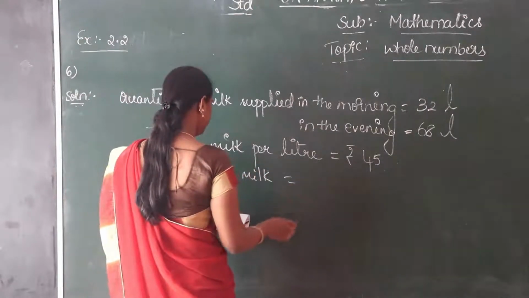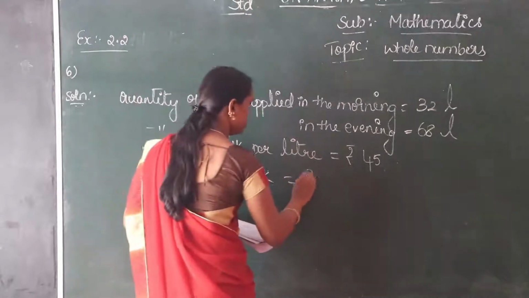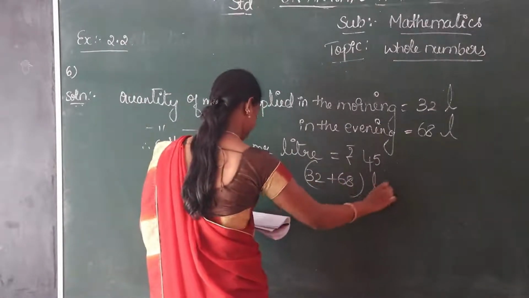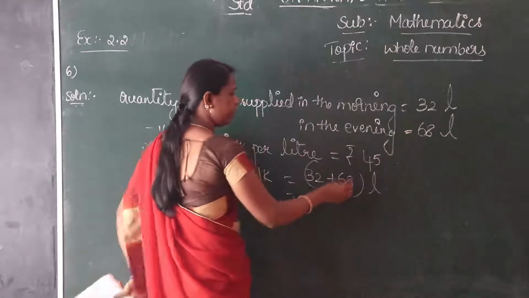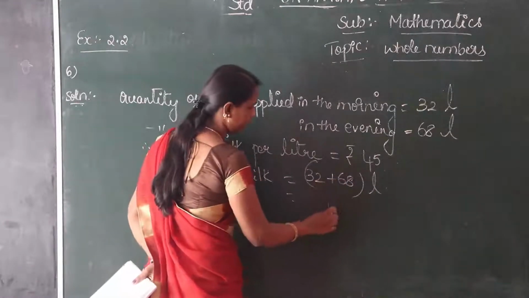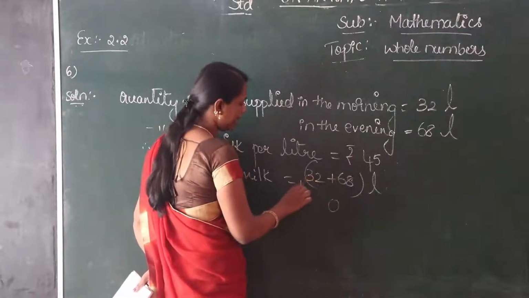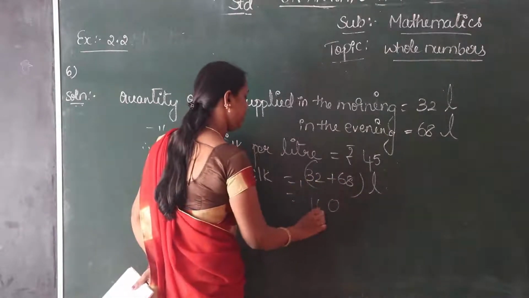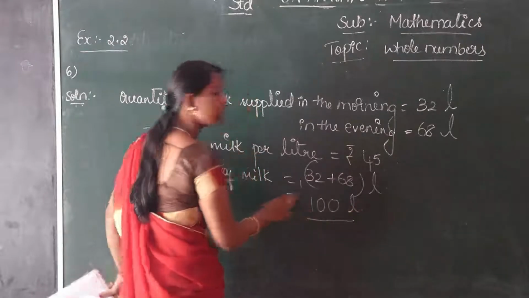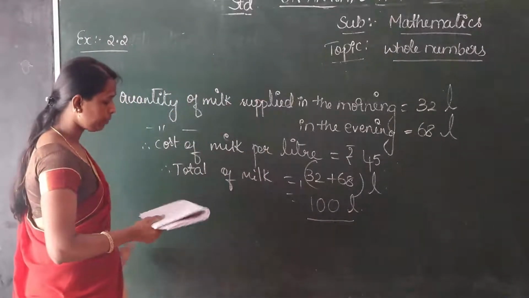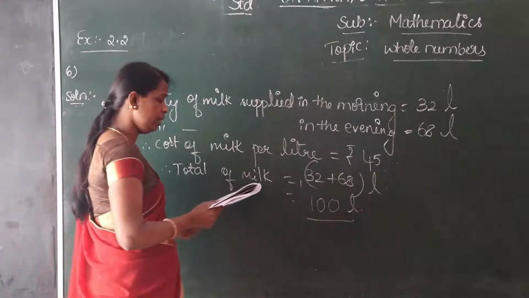Total milk is equal to how much? 32 plus 68 liters. So we get 8 plus 2, you get 10, 0, 1 carry. 6 plus 3, 9, 9 plus 1, 10. So total how much liters? 100 liters. So for that we calculate 45 into what?